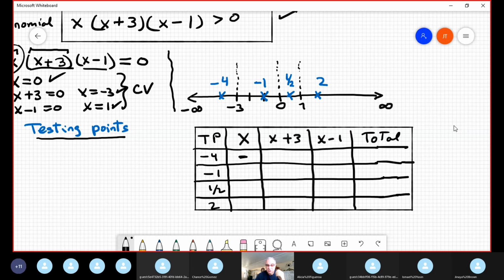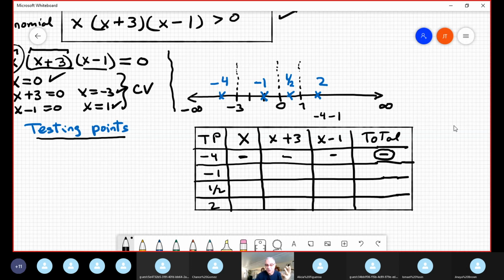Negative 4, when you evaluate here, let me show you. Negative 4 plugging in here, plus 3, is negative 1. I put negative. I don't care about the value, I care just about the sign. And negative 4 again here, negative 4 minus 1, is negative 5. So I put negative here. The factors are multiplied: negative, negative, negative, 3 negatives, the answer is obviously negative. So this negative I enclose in a circle because it's important.